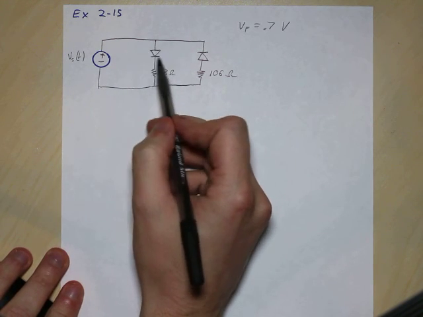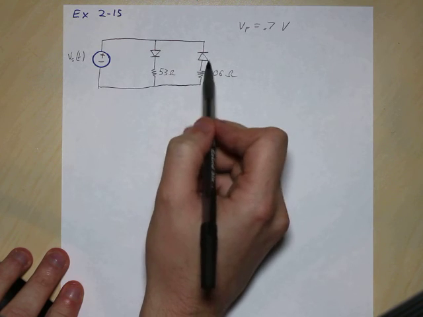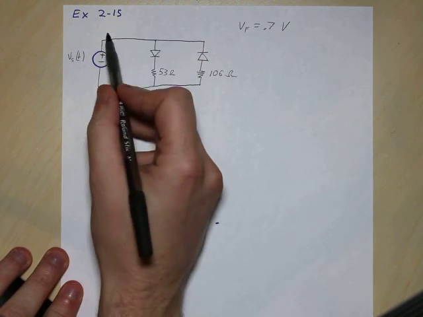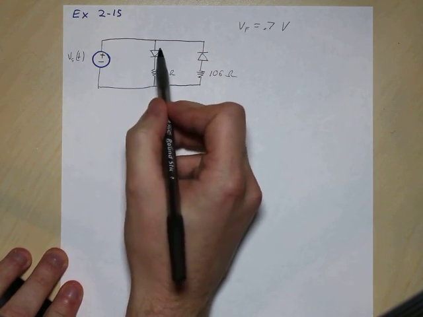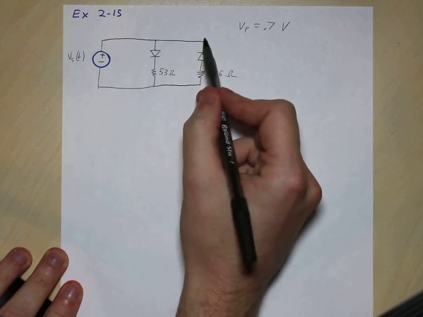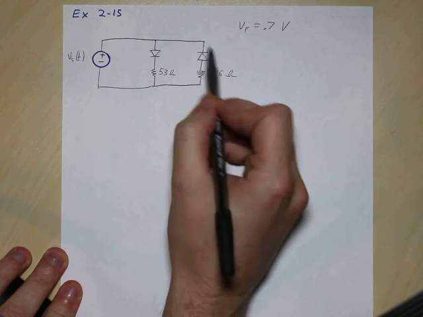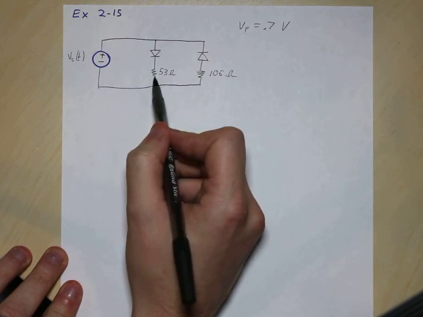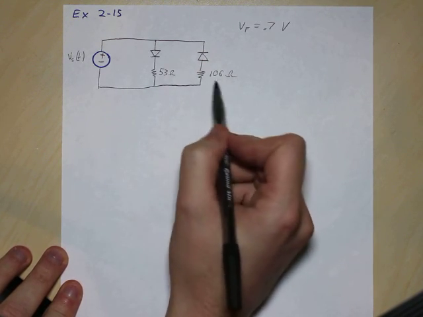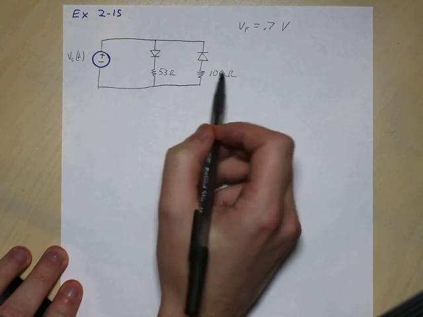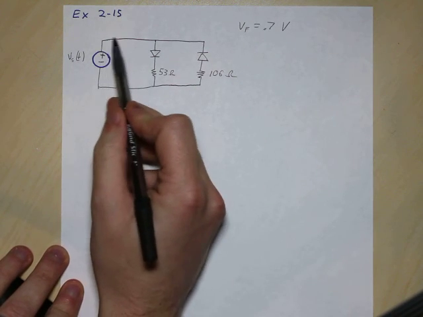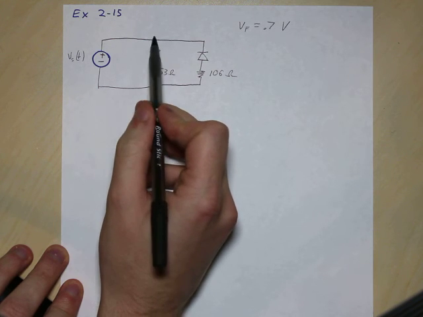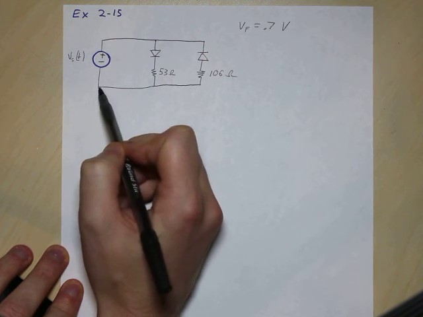Over here we have our first diode, and then we have our second diode. This one, if this is positive up here, this means this is forward biased. If this is positive up here like it says, that means this is reverse bias. Then we also have two resistors, a 53 ohm in series with that diode and a 106 ohm in series with that diode. So what this is saying, if this is positive up here, because this is forward bias, some of the current is going to flow through here.